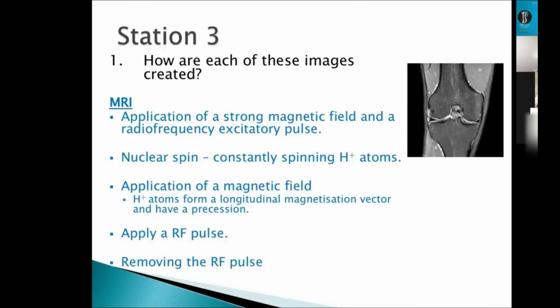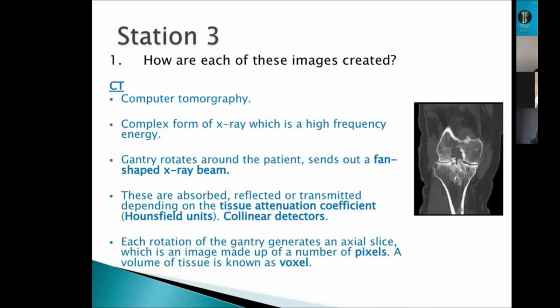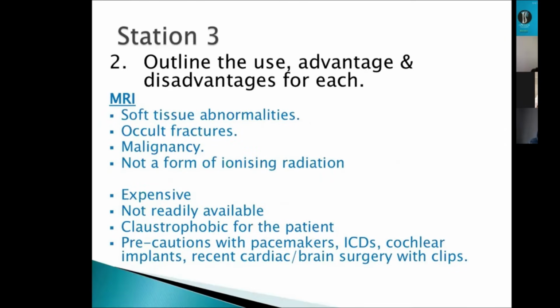Also throw in there the use of contrast, such as gadolinium, which enhances edematous tissue on T1 weighted. So that's something extra to throw in, which is very, very good. MRI: always useful to know about uses, advantages and disadvantages. It sounds very basic, but it's always important to make sure you know.